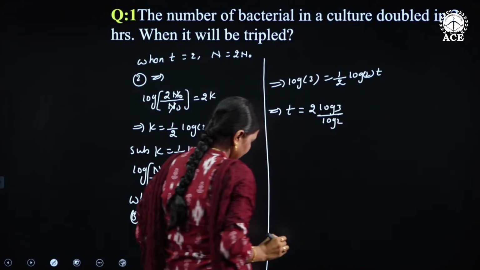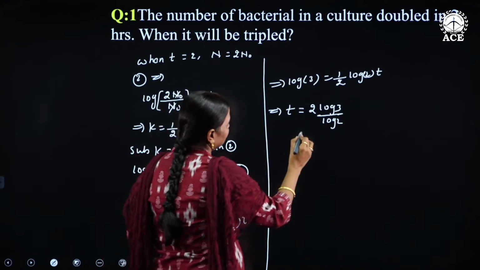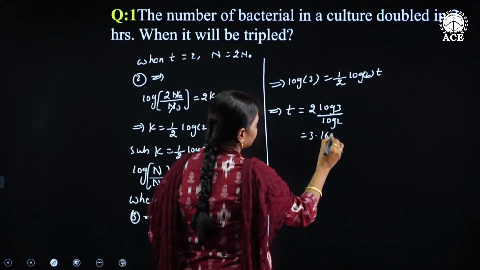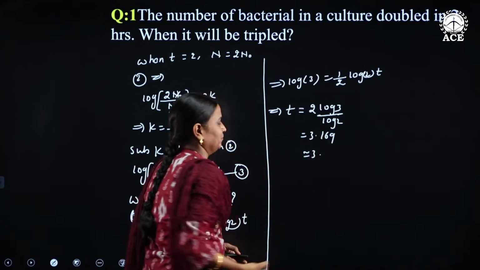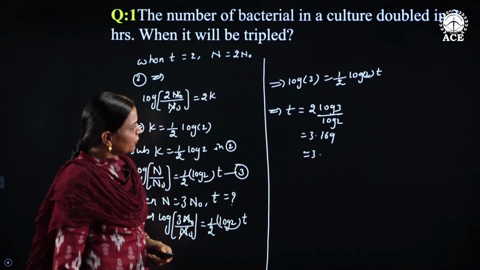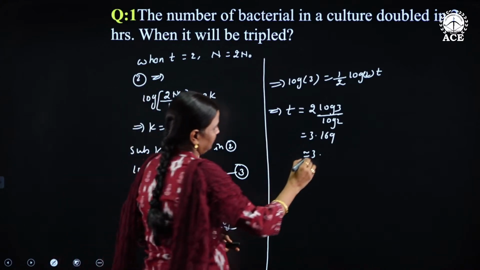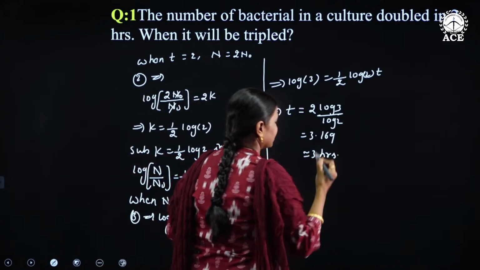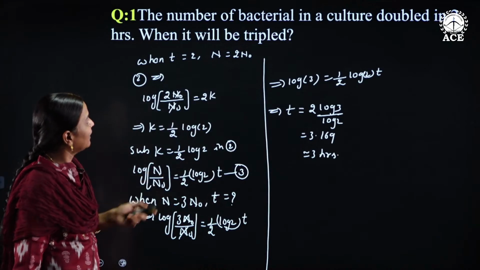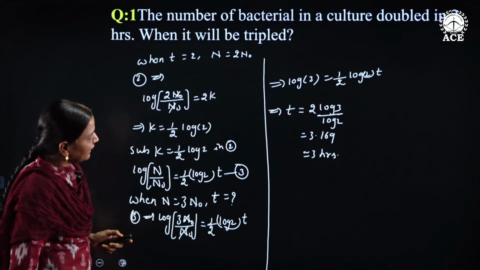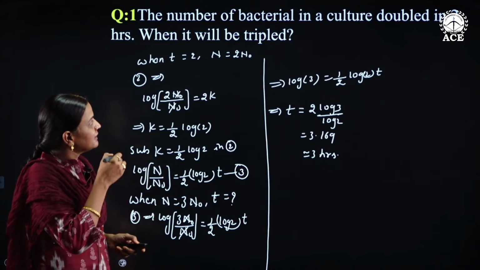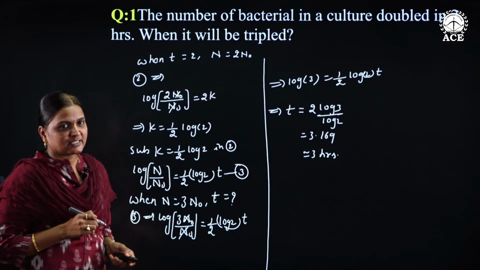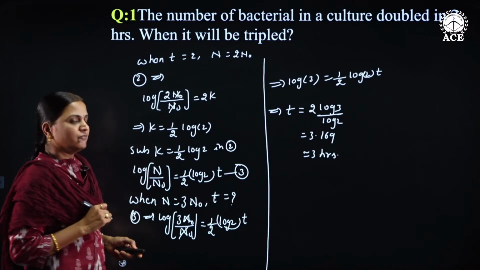So approximately this value is equal to 3.169, so that is approximately 3. So approximately 3 hours, not minutes, as the time is given in hours. Therefore, when T is equal to 3 hours, after 3 hours, the initial amount will be tripled. So this is the solution for the first question.